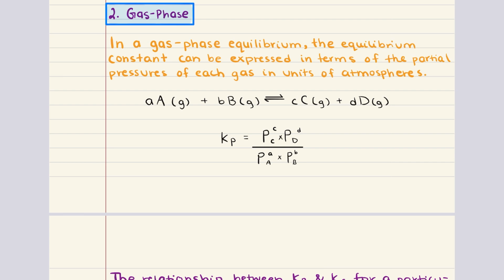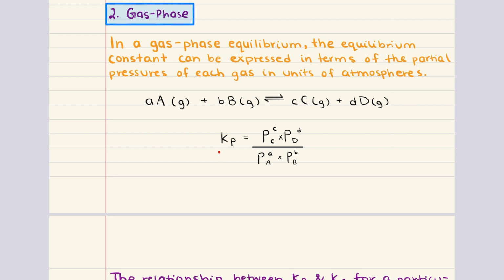Today we're going to be continuing our lecture on equilibrium, and we've made it to the second objective, which is titled gas phase. In gas phase equilibrium, the equilibrium constant can be expressed in terms of the partial pressures of each gas involved in the reaction.